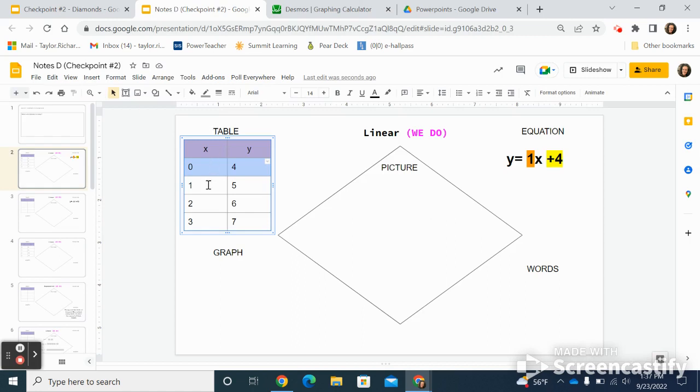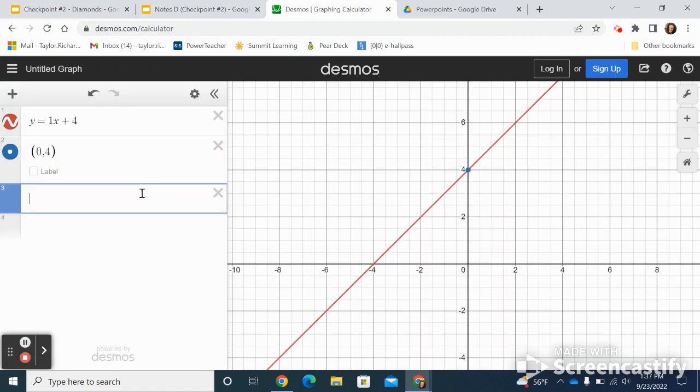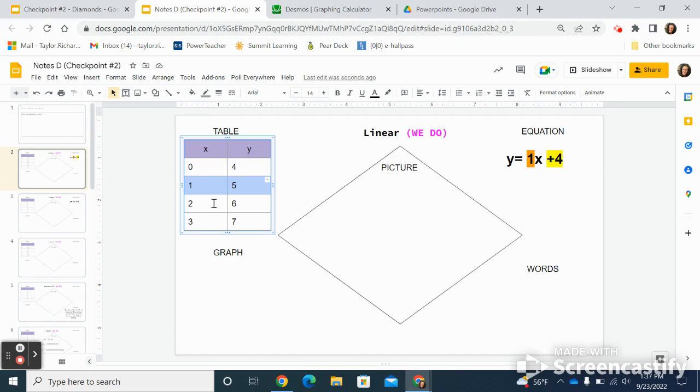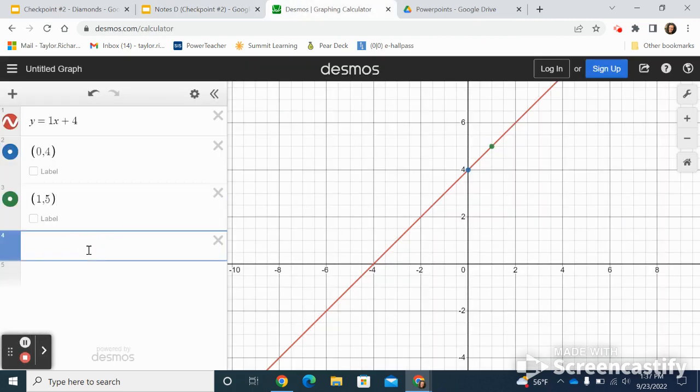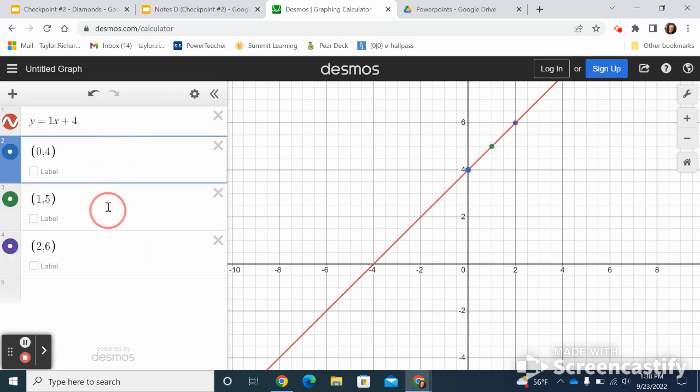Okay, let's put in my next point, 1 comma 5. So remember, on its own separate line, 1 comma 5. And then let's do one more. I want 3 points, 2 comma 6. So on its own line, 2 comma 6. And as you can see, all 3 of those points are on my line, which means my points are matching my equation, which is good.